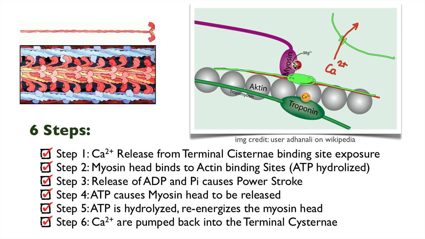Step number 3, ADP and inorganic phosphate released. That causes the power stroke. So it causes this guy to flex. Then ATP comes in, binds to the myosin head, causes the myosin head to be released from the actin. The myosin head gets re-energized when the ATP is hydrolyzed back into ADP and inorganic phosphate. Calcium ions are pumped back into the terminal cisternae, and this process can happen again.